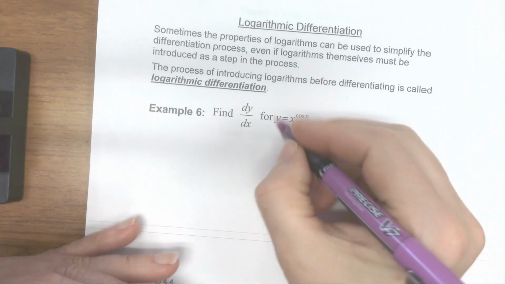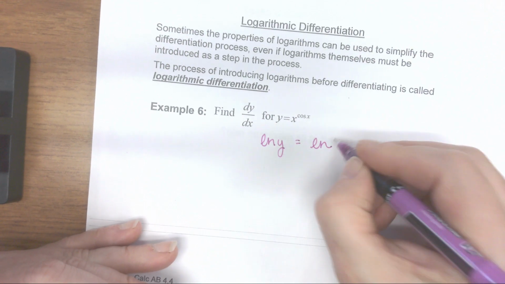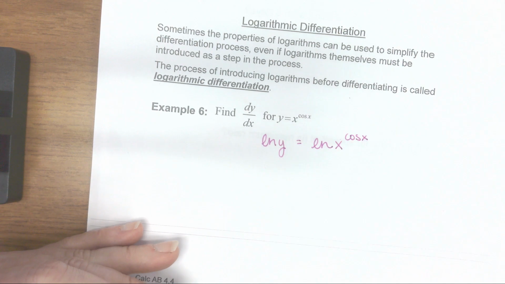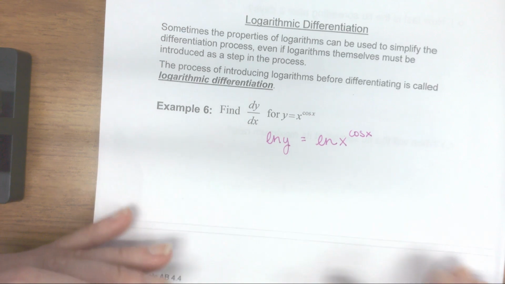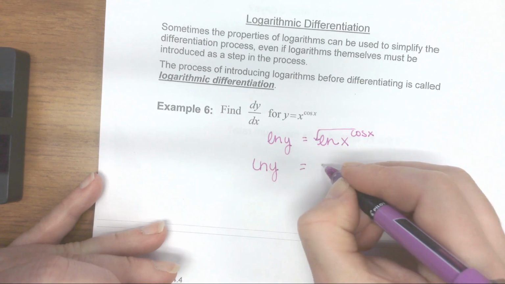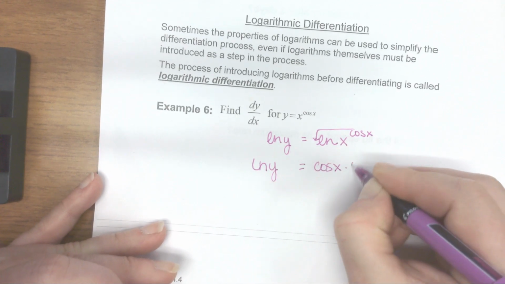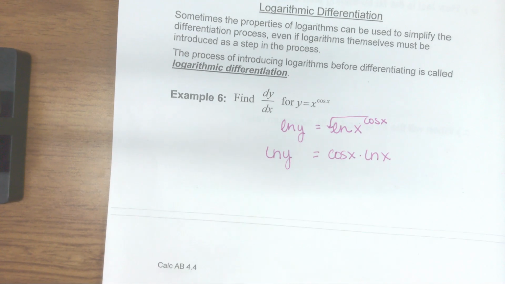So I'm going to take the natural log of both sides first. What's going to happen to this cosine of x? It's going to come down. So I have natural log of y equals cosine of x times natural log of x. At this point, we use implicit differentiation. What's that? That's where I take the derivative of both sides. And if there's something with a y, I have to write dy dx after it.